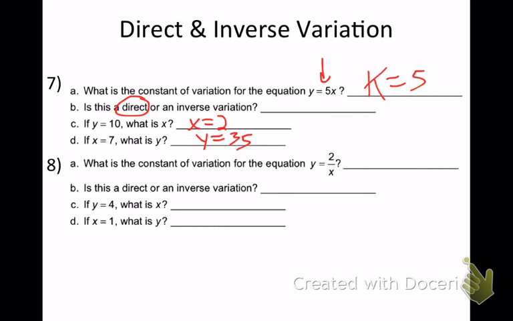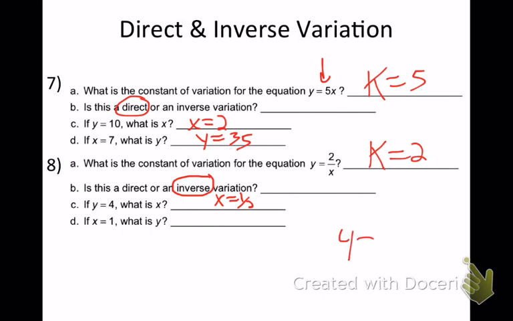8, what's the constant variation there, Drew? Yeah. Constant's 2. B, is this direct or inverse variation? O'Connor? It's inverse variation. C, if y equals 4, what's x? Tough question here. Who thinks they got this one? If y equals 4, what's x going to be? Anybody got it? It is a fraction. It's a half. Nice job, Katie. Yeah, x is going to be a half.